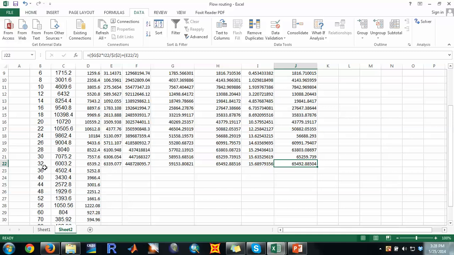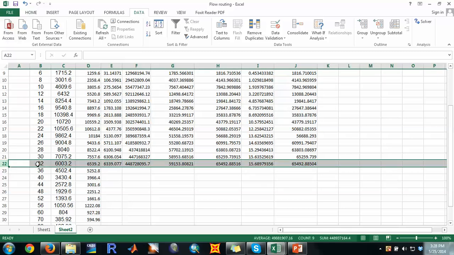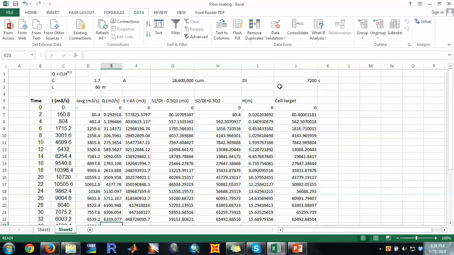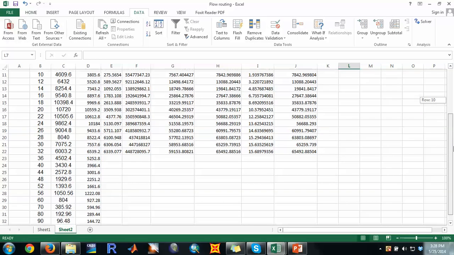Now at this point the time goes from 32 to 36, so the delta time is going to change. So the new dt will be dt2. Okay, this is the first one, and dt2 will be 4 times 3600 seconds. Okay, it is 4 hours, so we have to change those things.